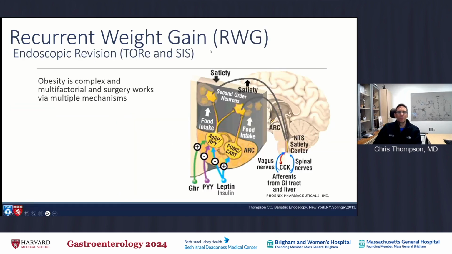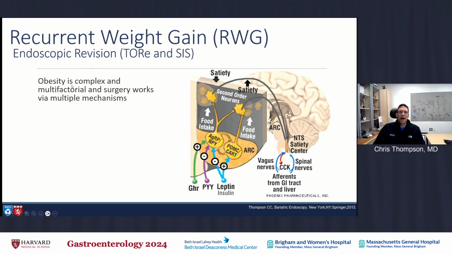So what about weight regain? This is a very common issue. Recurrence of weight gain, many different terms for this, but someone has a gastric bypass or a sleeve gastrectomy and they've regained their weight. Okay, you could just go down the rabbit hole of more and more surgery, but we can actually offer more endoscopically.